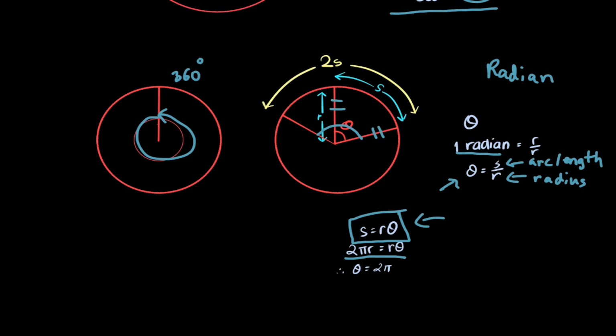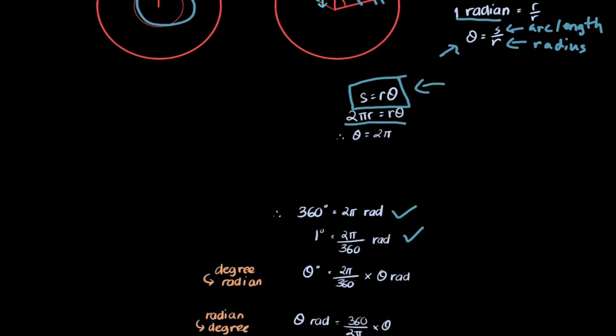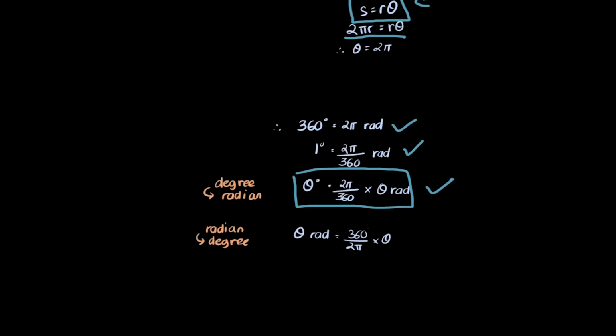Thus, 360 degrees is equal to 2 pi radians. Using the unitary method, we can express 1 degree as 2 pi by 360 radians. For any other theta degrees, we can express it in radian form using this formula. This is the conversion formula from degrees to radians, and for the reverse, from radians to degrees, this is the conversion formula.